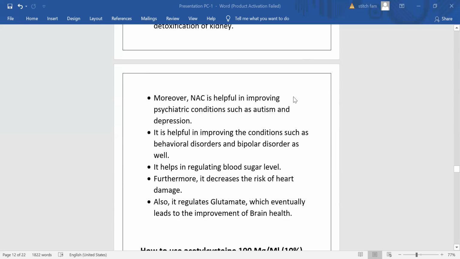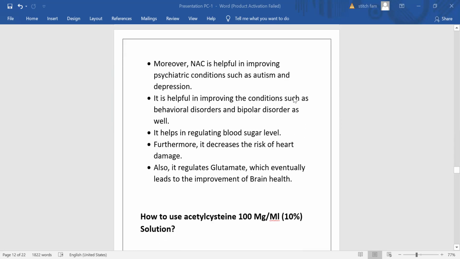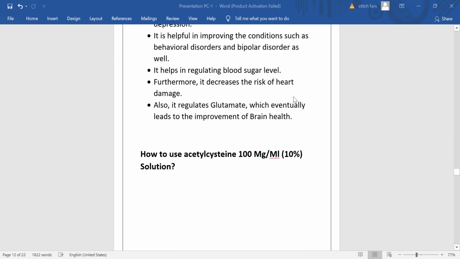The next point is moreover, NAC is helpful in improving psychiatric conditions such as autism and depression. It is also helpful in improving conditions such as behavioral disorders and bipolar disorders as well. It helps in regulating blood sugar level. Furthermore, it decreases the risk of heart damage. Also, it regulates glutamate, which eventually leads to the improvement of brain health.